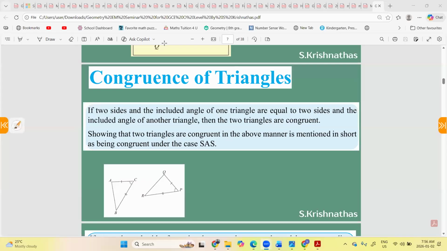Students, check the first congruent case. Congruence of triangles. If two sides and the included angle of one triangle are equal to two sides and the included angle of another triangle, then the two triangles are congruent according to the case side angle side. Okay, one more time. What is the case, students? Repeat it.